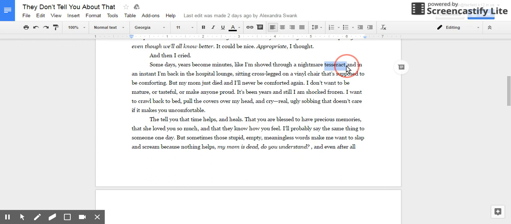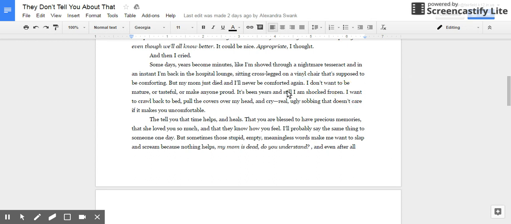Tesseract is a word that most people aren't familiar with. This word reminds me of when I read A Wrinkle in Time by Madeleine L'Engle. And that is some kind of transporting time thing. So she talks about how years become minutes. So instead of it taking, even though it has been so many years, in an instant, she can flip back into that hospital. I'm assuming when she first found out that her mom died. And these specifics, sitting cross-legged, vinyl chair, those bring me back and I'm able to visualize her in that moment. So it creates kind of this snapshot.